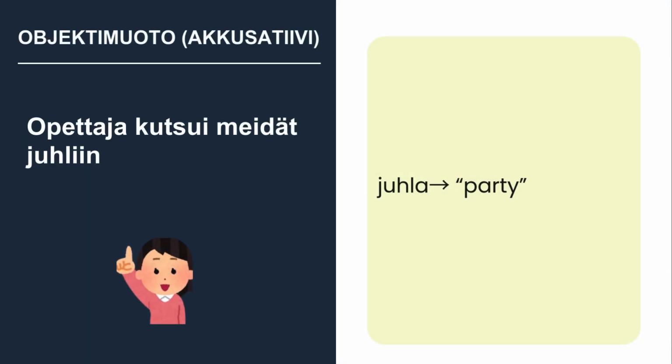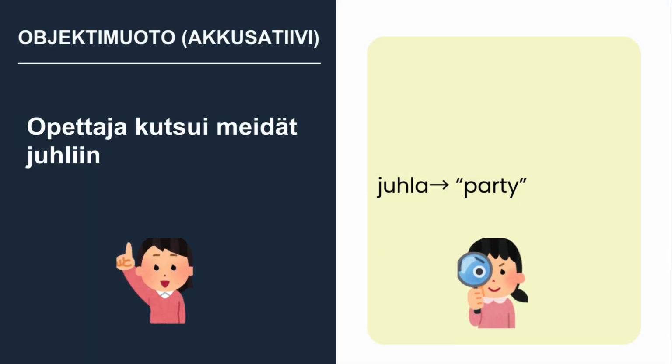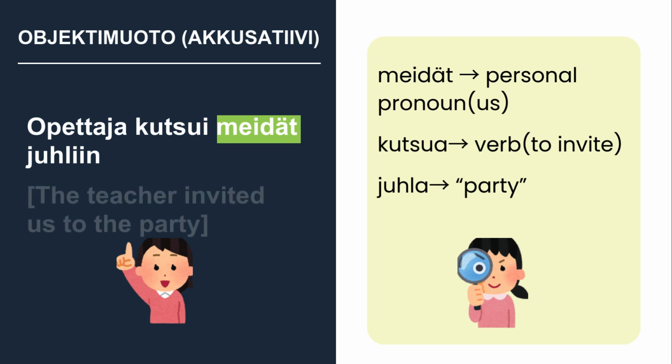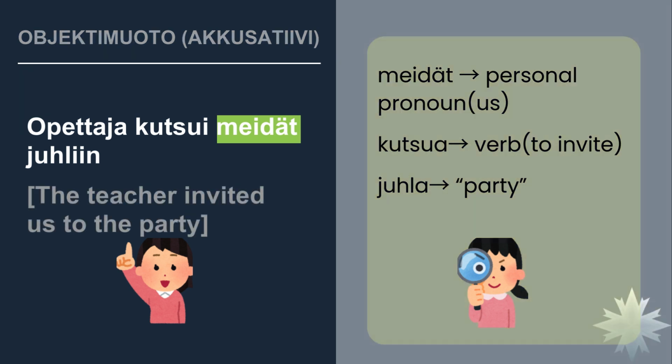Now let's look at another example. Opettaja kutsui meidät juhliin. Here, meidät is a personal pronoun which means us. Opettaja, teacher. Kutsui, invited. Kutsui comes from the verb kutsua. It means to invite. Juhliin, to the party. So, opettaja kutsui meidät juhliin. The teacher invited us to the party.